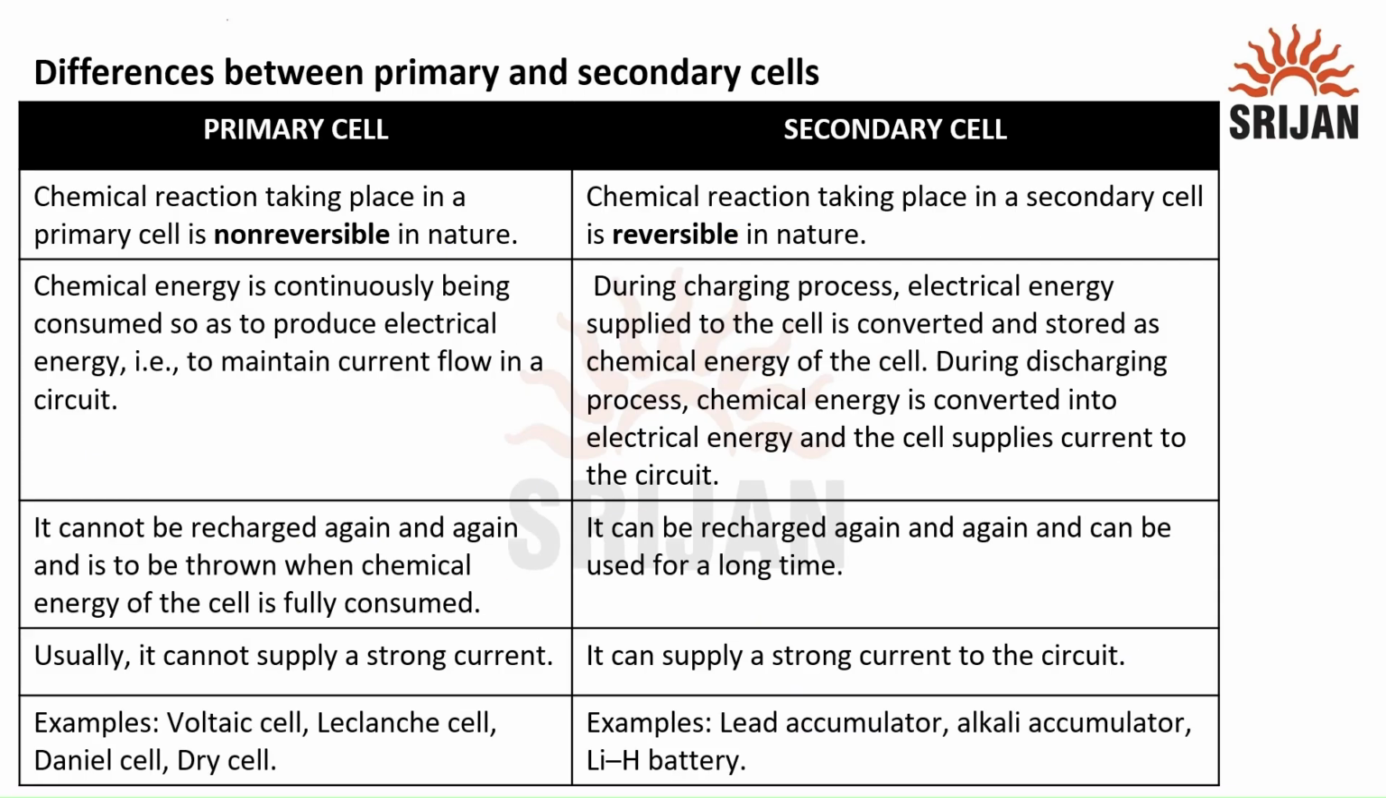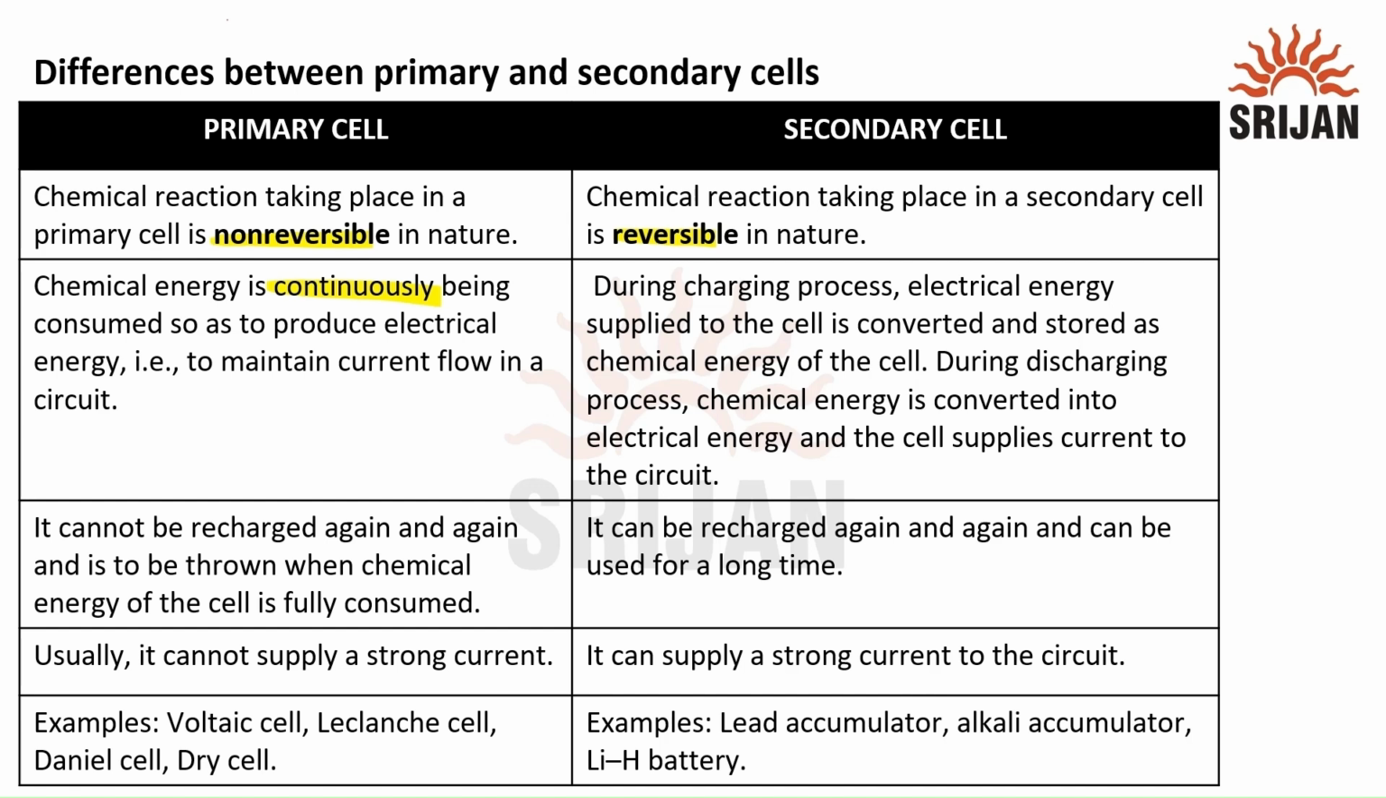Let us differentiate between primary cells and secondary cells. In primary cells, the chemical reactions taking place are non-reversible in nature, whereas in secondary cells, they are reversible in nature. As primary cells cannot be charged again, the chemical energy is continuously being consumed so as to produce electrical energy. But secondary cells can be charged as well as discharged. During the charging process, the electrical energy supplied to the cell is converted and stored as chemical energy of the cell. During the discharging process, the chemical energy is converted into electrical energy.